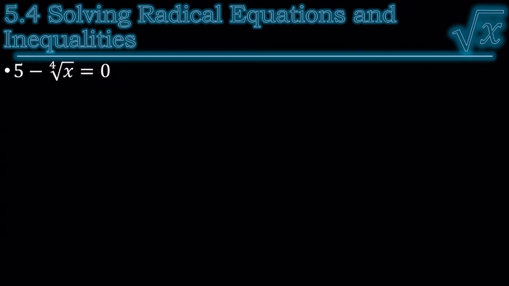Alright, here's a nice little problem. Well, let's isolate the radical. And so what I think I'll do is I'm just going to add it to both sides, so that it ends up on the other side. And then I'm going to raise both sides to the index, which is 4 in this case. The fourth root and the exponent 4 cancel out. So I have 5 to the 4th, which is 625 equals x.